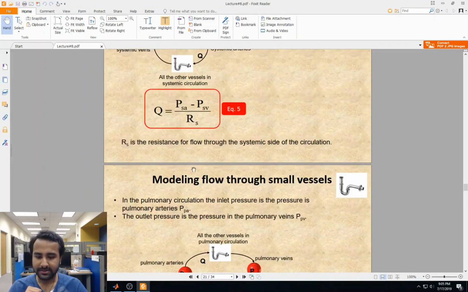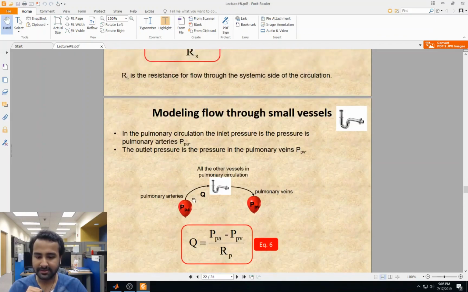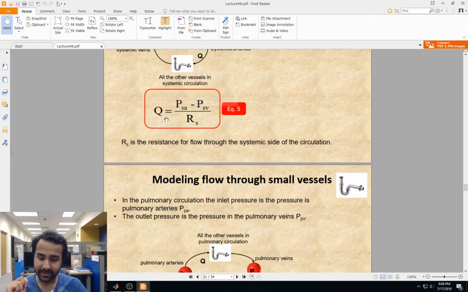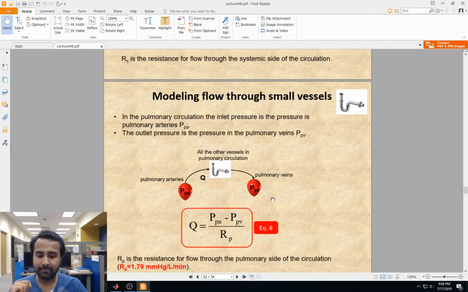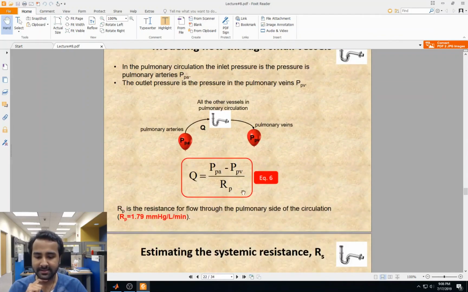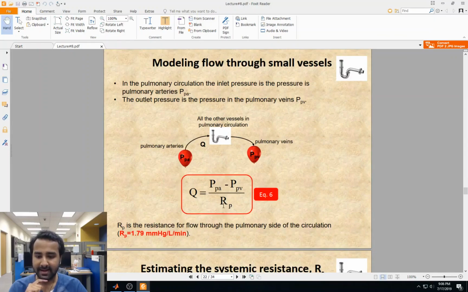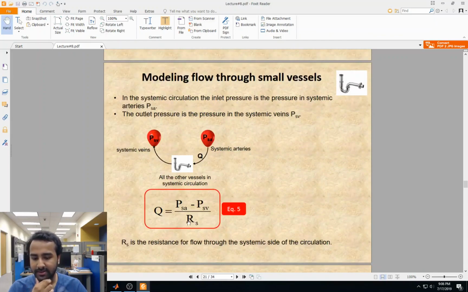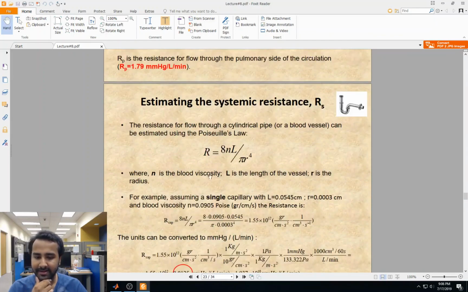Similarly, for the pulmonary circulation, instead of it being the systemic arteries minus the systemic veins, we have the pulmonary arteries minus the pulmonary veins divided by what we're going to call RP, which is like RS, but instead of the systemic resistance, this is going to be the pulmonary resistance. And it looks like Dr. Suki was nice enough to give you guys what RP was, which is 1.79 millimeters mercury divided by liters per minute. And if you're wondering, what's RS? Ta-da, next part of the thing.